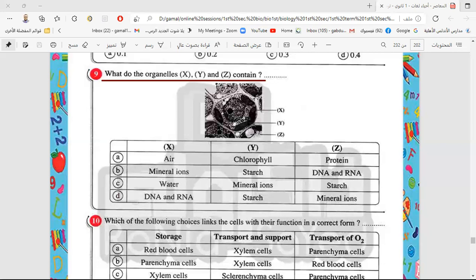It is a vacuole. So what may be likely to be the best answer? D. B or D? D. D, of course. Because we have here RNA and DNA. Of course, RNA and DNA are found in the nucleus. So we can see X is a nucleus, okay? So it is likely to be the best answer.